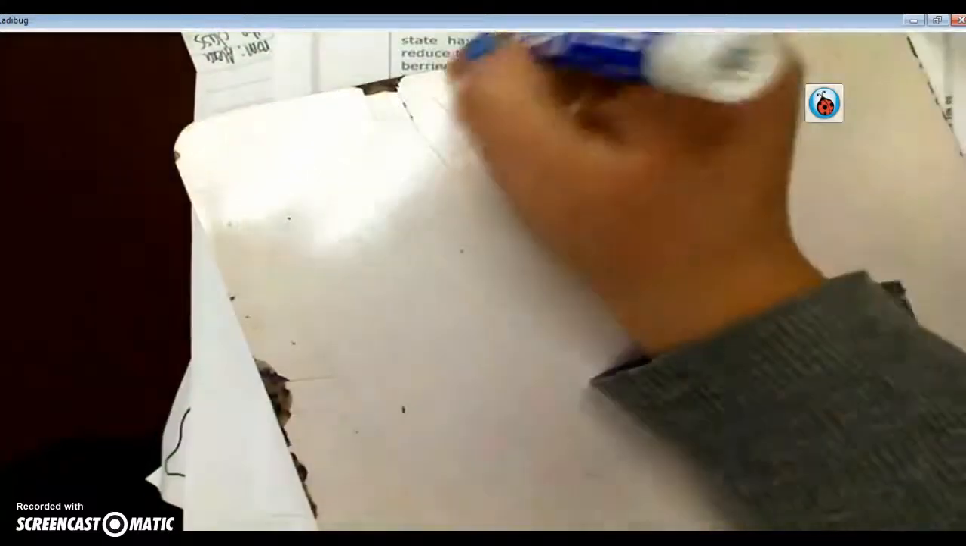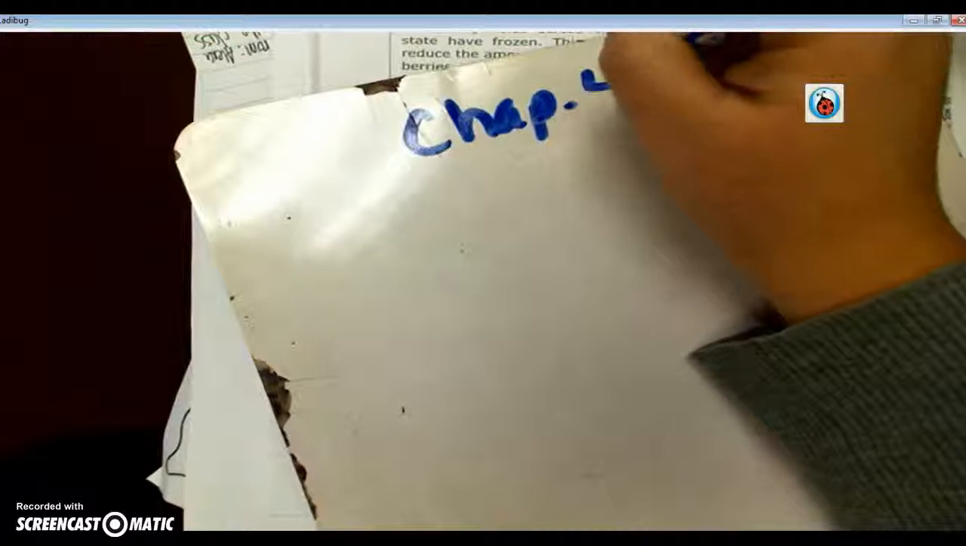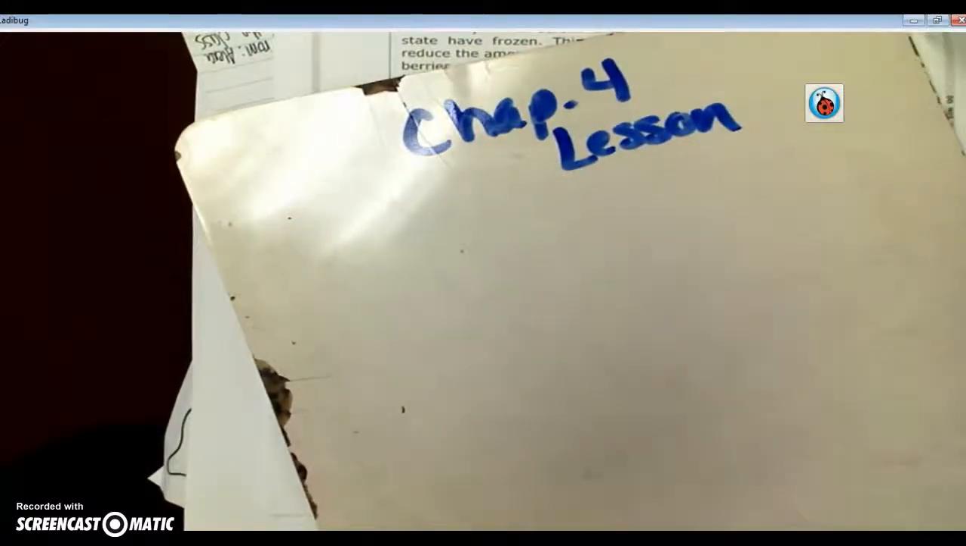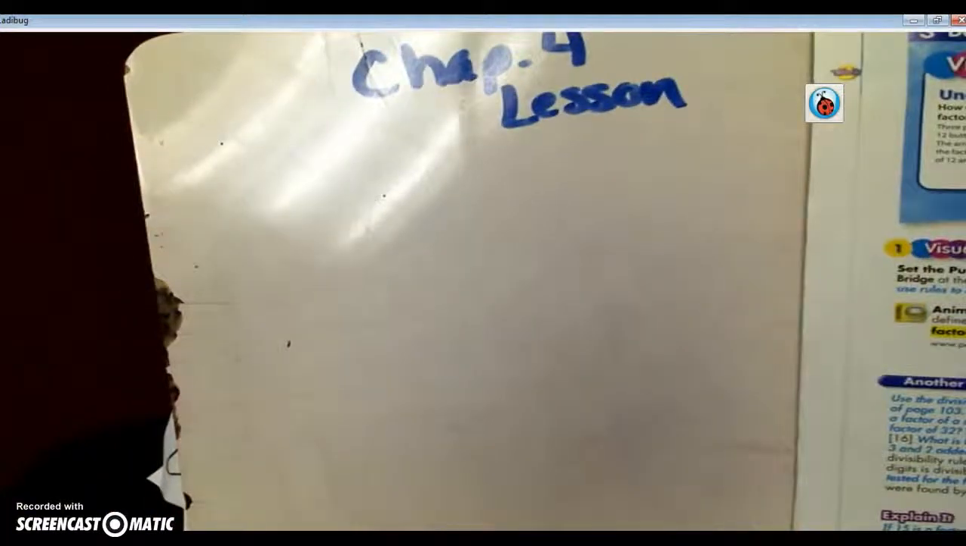Do Chapter 4, Lesson 8. And when we look at Chapter 4, Lesson 8, we're talking about prime and composite. Okay? When we talk about prime and composite, we're talking about if numbers are divisible by other numbers. And you see the word composite.